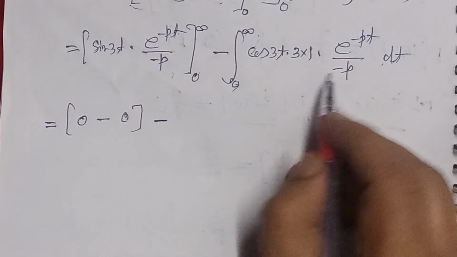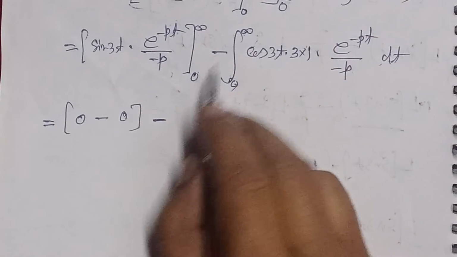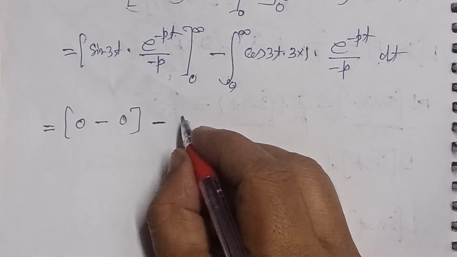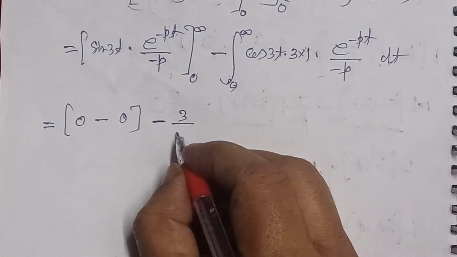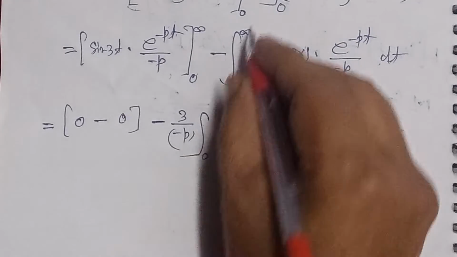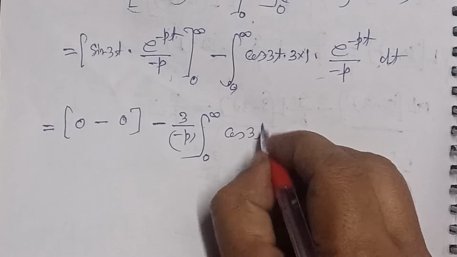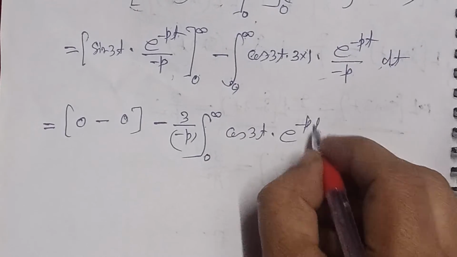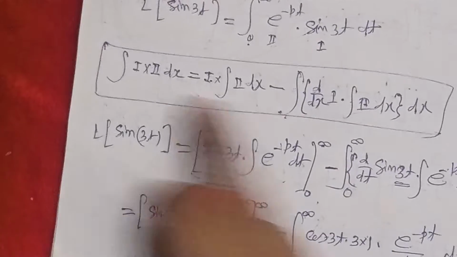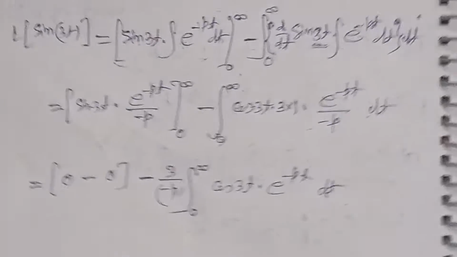Minus, we can take out 3 and minus p as a constant from this integration. So I take out 3 upon minus p from the sign of integration. 0 to infinity, remaining value is cos 3t and e to the power minus pt dt. We again use this formula in here.